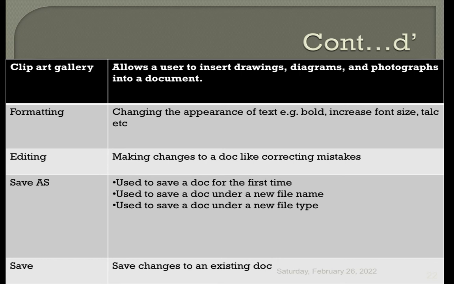Save as and save. Save as, you can see how it is defined here: when you want to keep your document for the first time, when you want to give a file a new name, or when you want to change the file type, which is the kind of file you are dealing with. Then save: if the file is already saved in the document, just keep clicking on save to keep the existing changes. So the file exists, whatever you add, just click on save. You don't need to save it again.